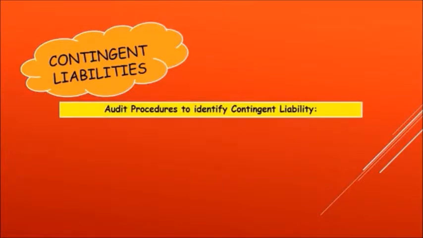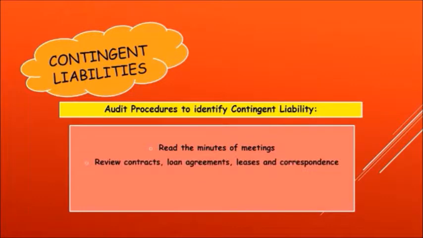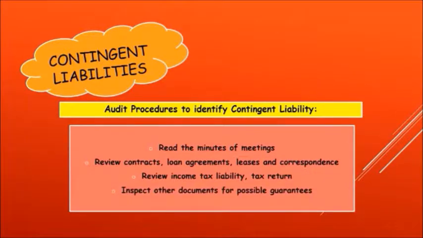Audit procedure for finding contingencies. A. Reading the minutes of meetings of those charged with governance such as Board of Directors and Audit Committee. B. Reviewing contracts, loan agreements, leases and correspondence. C. Reviewing tax returns, tax liability and tax authority report. D. Inspecting other documents for possible guarantees.